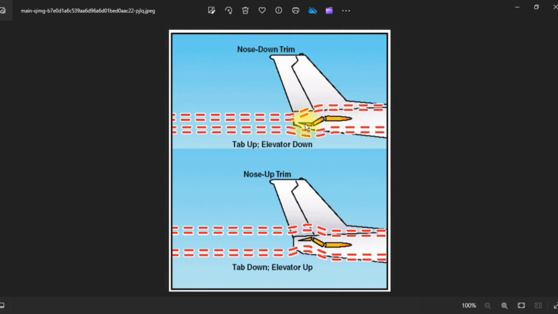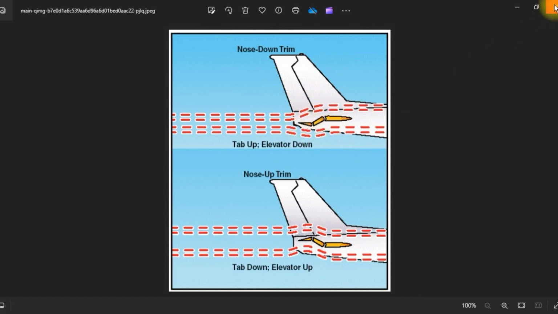Trimming means locking in position. Okay, it locks in position here. We say trim. So nose down trim, tab up, elevator down. Nose up trim, tab down, elevator up. When the aircraft reaches cruise altitude, the pilot trims the elevator, meaning they can fly straight and level up to the point of descending at their final destination. That's how we know airplanes fly straight and level. There is no adjustment for the curvature of the Earth.